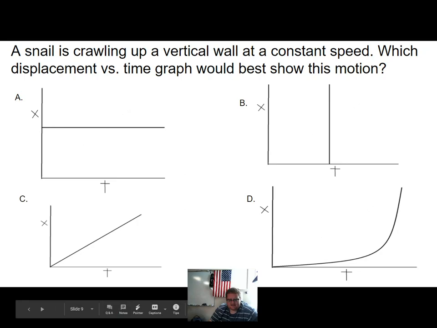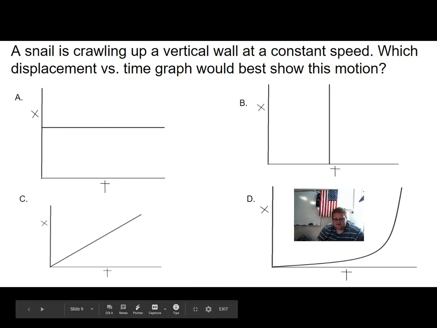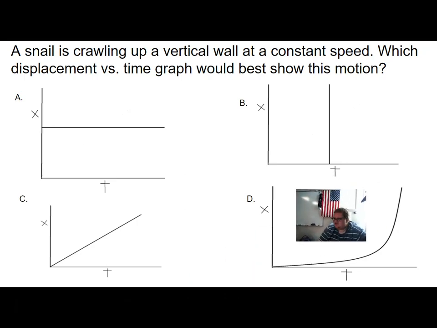D here, right? This one doesn't have a constant slope. Its slope is actually changing. We haven't got there yet, but this would represent a changing slope. Remember, slope is velocity, so a changing velocity. So what do we call a change in velocity? We call that acceleration. So D here would represent an object that's accelerating. Not the answer here, because we want a constant velocity or constant speed.